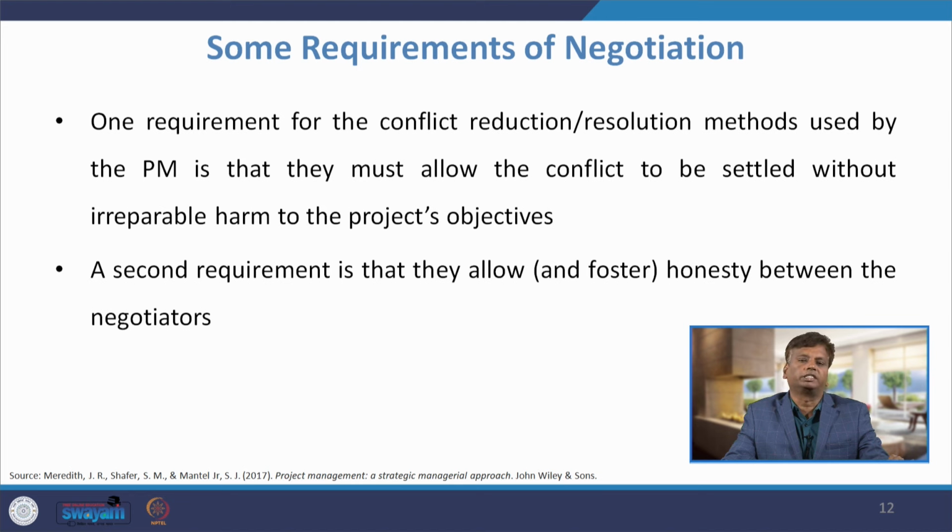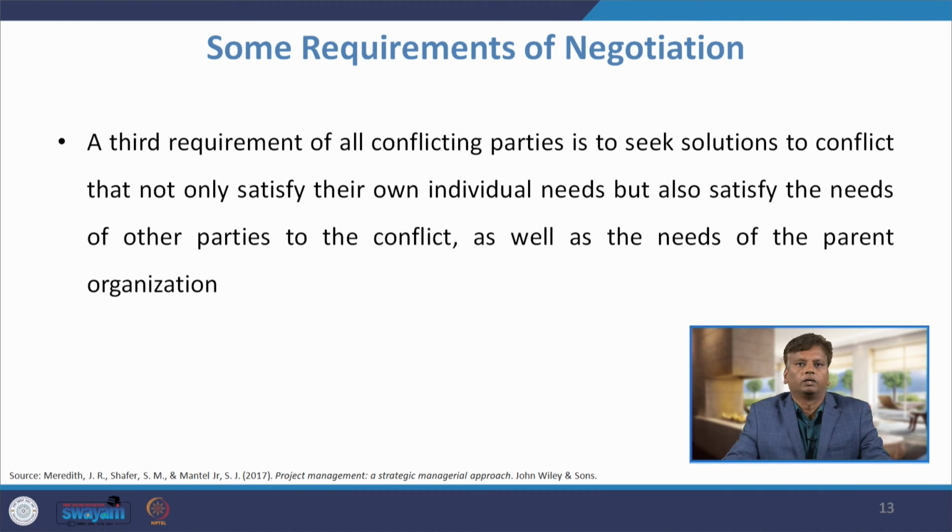The first task is that the project is important. The second point is that honesty is more important. The third requirement of all conflicting parties is to seek solutions to conflict that not only satisfy their own individual needs, but also satisfy the needs of other parties to the conflict as well as the needs of the parent organization. Here, we have to satisfy our own need, at the same time we have to satisfy the needs of others and the needs of the parent organization. These are the three important requirements for negotiation.